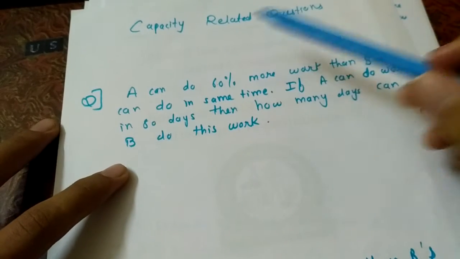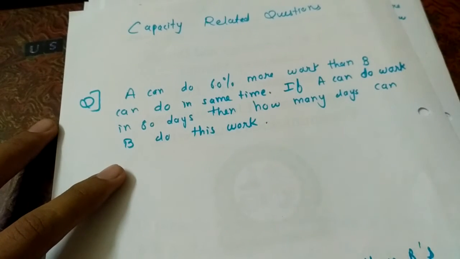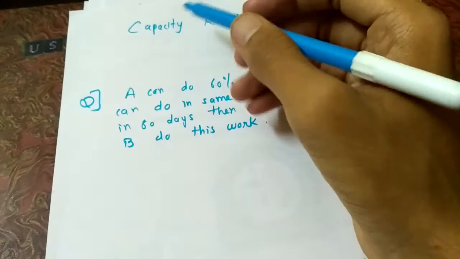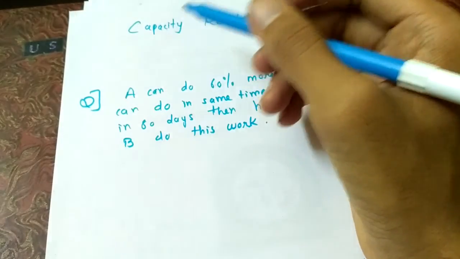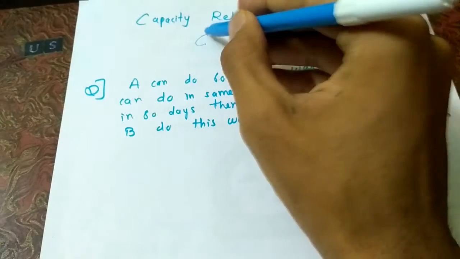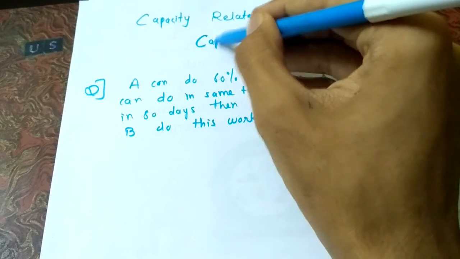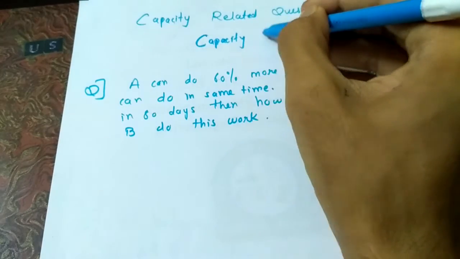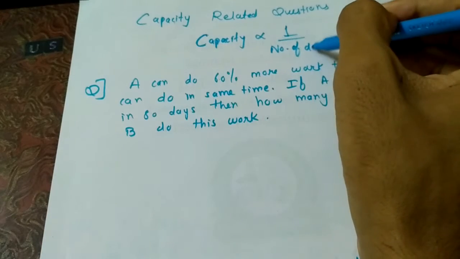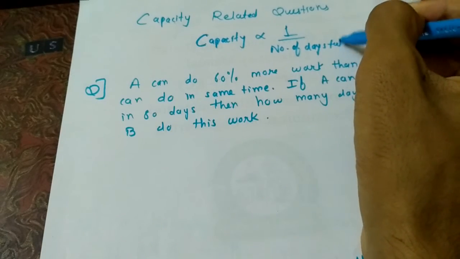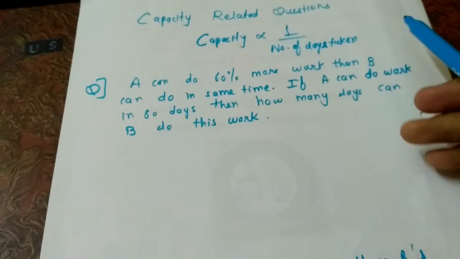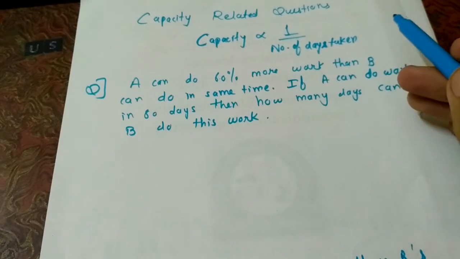So from this lecture we are starting capacity related questions or problems. One intuition I want to develop is that it is very much obvious, but we can say that capacity, let me denote it by C, is inversely proportional to number of days taken by a person. If the number of days taken is more, then we can say his or her capacity is less, and vice versa.